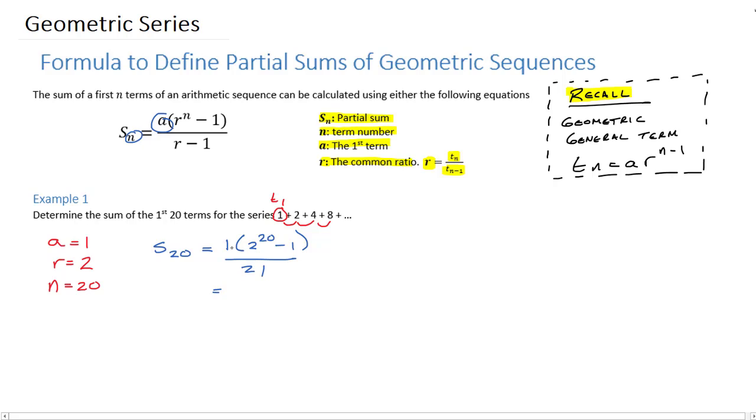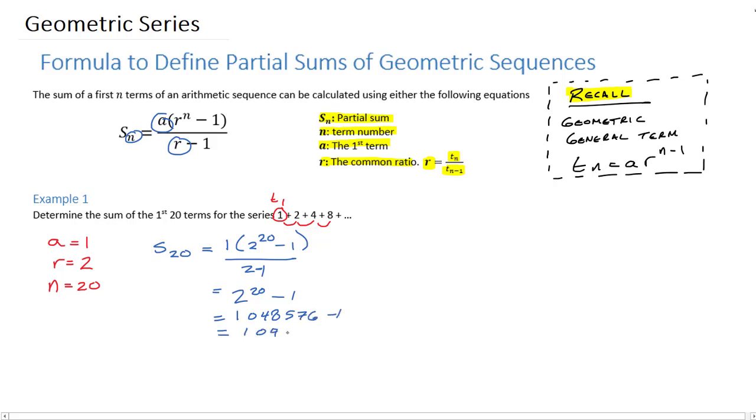Now, we've got to be careful here. So, what did I write? 2 minus 1. Where's the minus sign? There it is. r minus 1. All right, so in this case, obviously, 2 minus 1 is 1, so the 1s just cancel out. So all we're going to end up having is 2 to the power of 20 minus 1. So punch in your calculator, what's 2 to the power of 20, which is going to be 1,048,576. Subtract 1, and there you go.